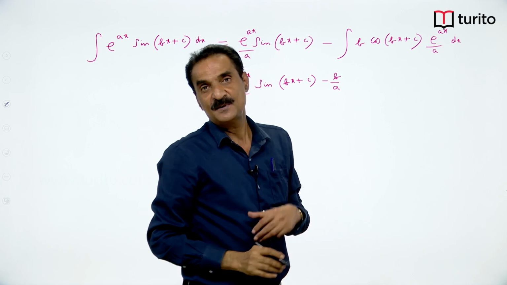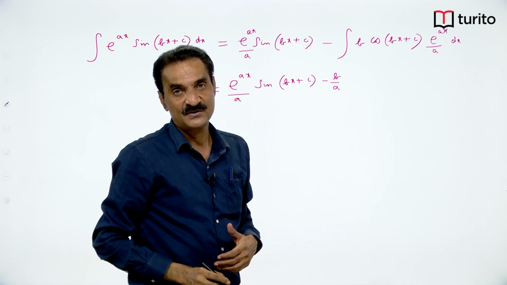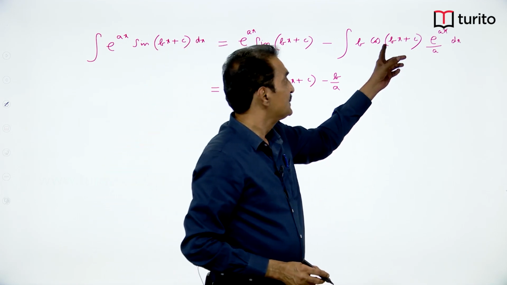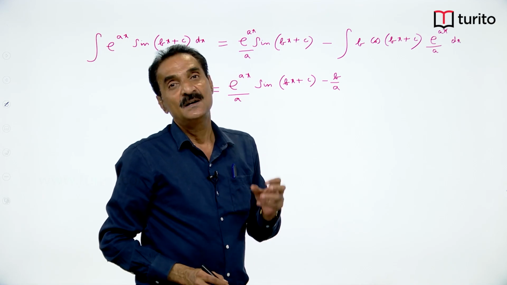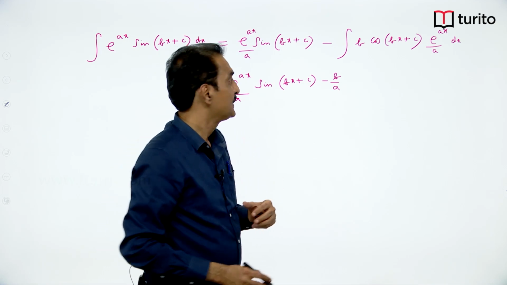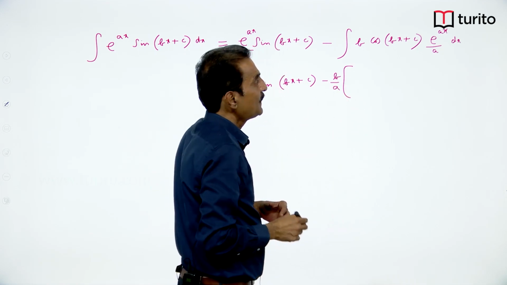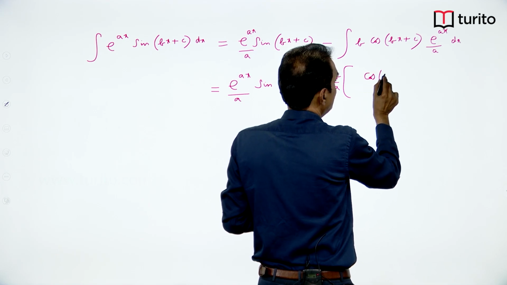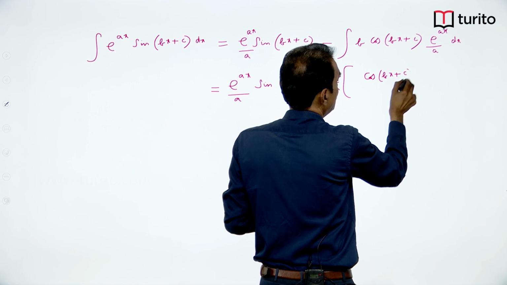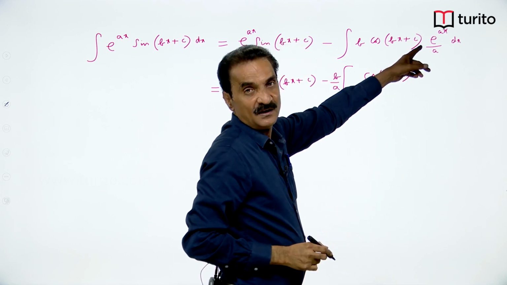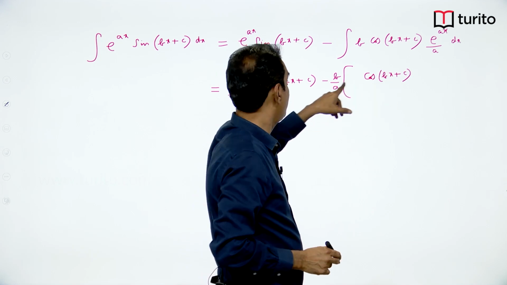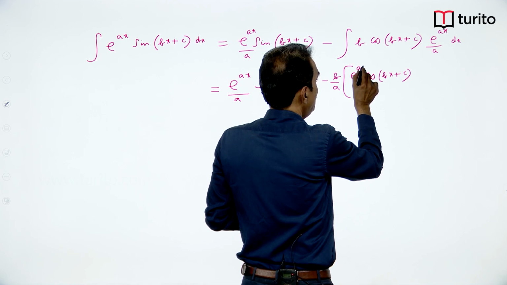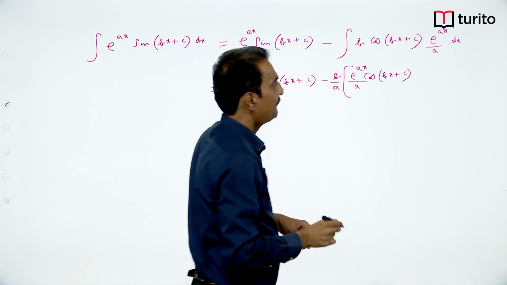It is a product of two dissimilar functions now, so we have to integrate by parts. What is the first function, what is the second function? By the ILATE rule, cos(bx+c) is the first function, e^(ax) is the second function. So, bracket begin, first function into integral of the second function. The integral of e^(ax) is e^(ax)/a. Already we have taken b/a common.